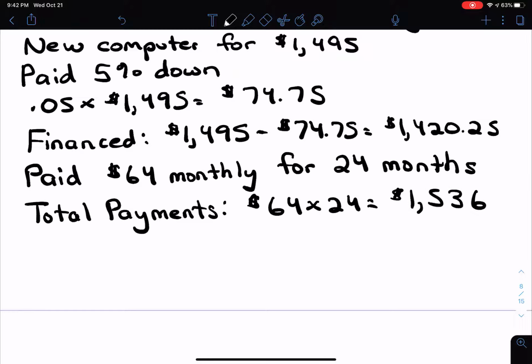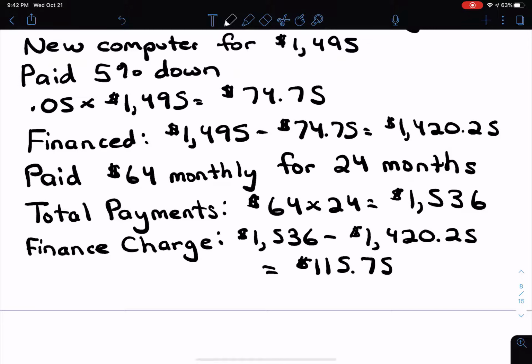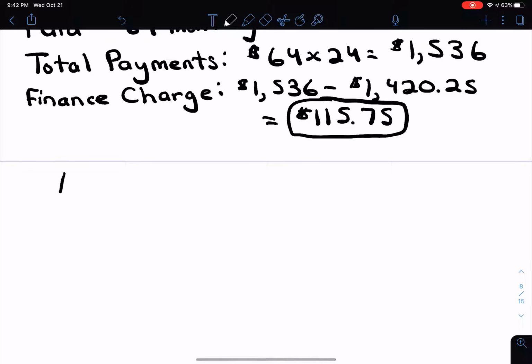So the finance charge is the difference between the total payments and what was originally financed. So the 1,536 minus the $1,420.25. So you subtract those, you get $115.75 for the finance charge. We're interested in finding out what is the APR to the nearest 0.5%.